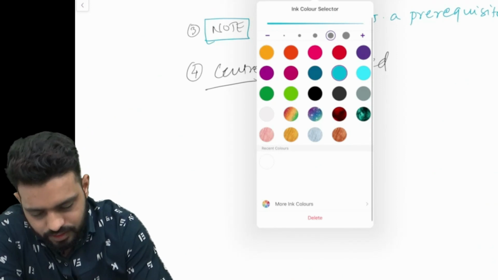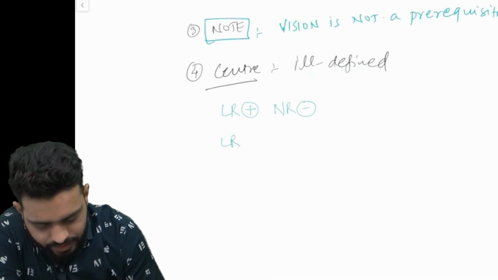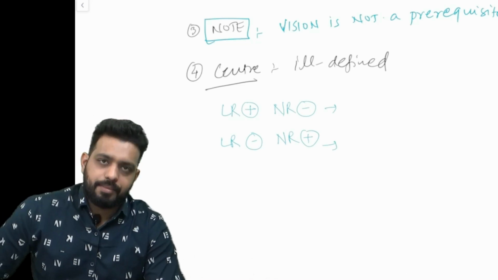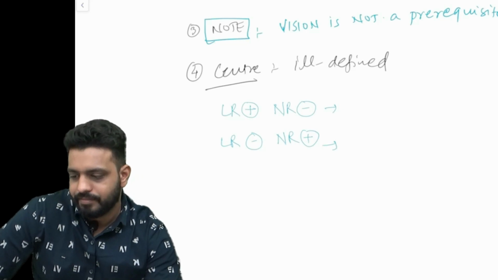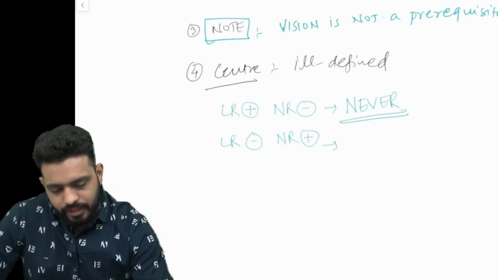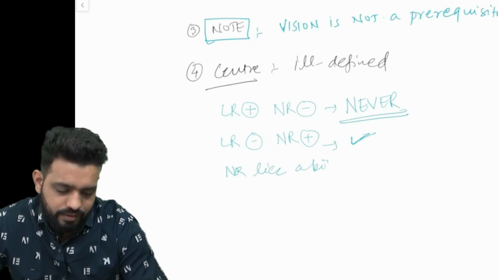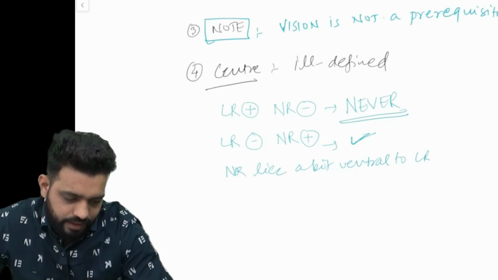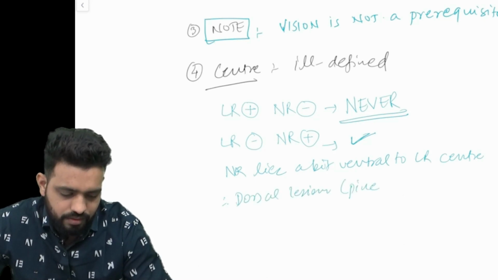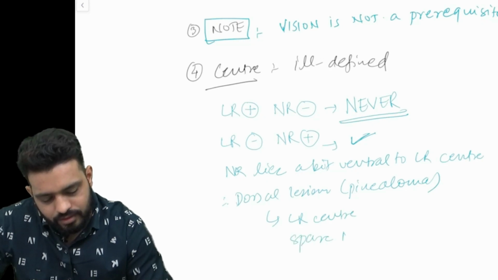Very important to note again: light reflex present, near reflex absent; light reflex absent, near reflex present. Near reflex is absent, light reflex is present. Is it possible? Remember, this can never ever be possible. Okay, but this can be possible. Why? Because the near reflex center lies a bit ventral to the light reflex center. So therefore most of the dorsal lesions like pinealoma, remember this, very important, will affect the light reflex center and spare the near reflex center.